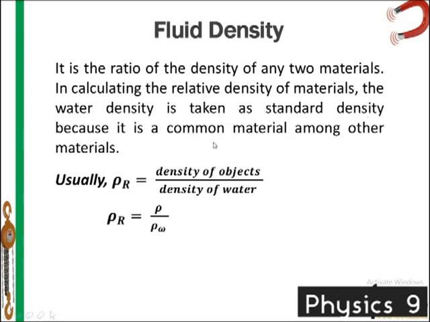So when we work out the fluid density, we're essentially just dividing the density of the object or the material by the density of the water. And we can express it in this way. We can say that the relative density is equal to the density of the object divided by the density of the water, and that gives us the relative density.